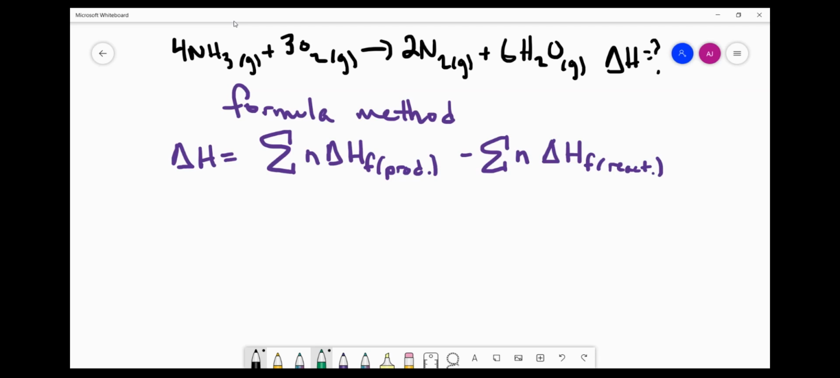What does this equation say? It says that the heat of reaction for any chemical equation is going to be equal to the sum, that's the sum symbol, the sum of the heats of formation of the products, each multiplied by their molar coefficient in the balanced chemical equation. And then you do the same thing and you subtract that of the reactants. So let's do that right now for this equation here.